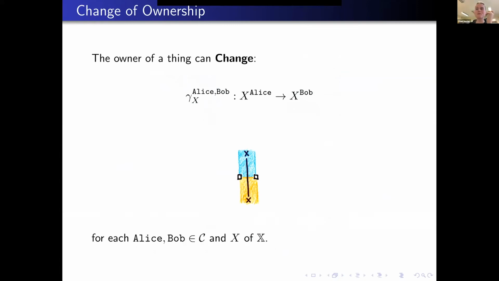Pretty good. So we've got these colored string diagrams denoting material histories of things owned by people. Of course, ownership changes over time, so we're going to introduce, in our new resource theory, more morphisms that allow the owner of a thing to change. So for any two colors, any two people, and any thing, here X, we introduce a morphism that, the way we read this is that X belongs to Alice, and here the color changes, so now X belongs to Bob. It's like a change of ownership.